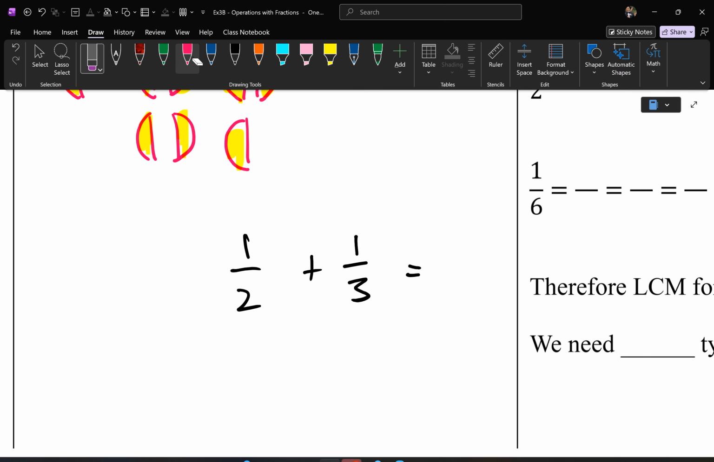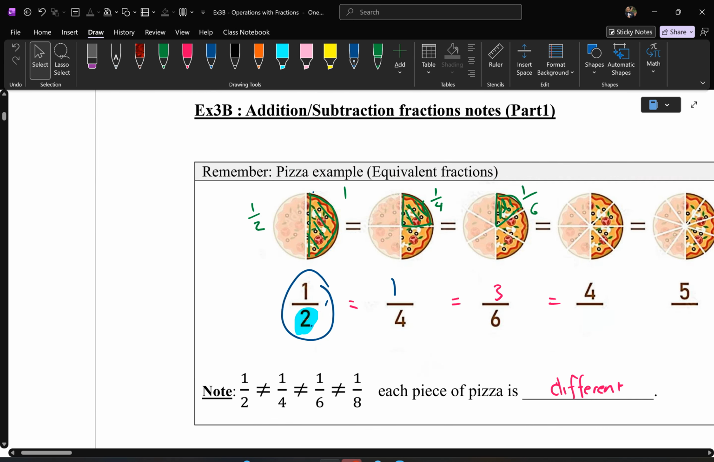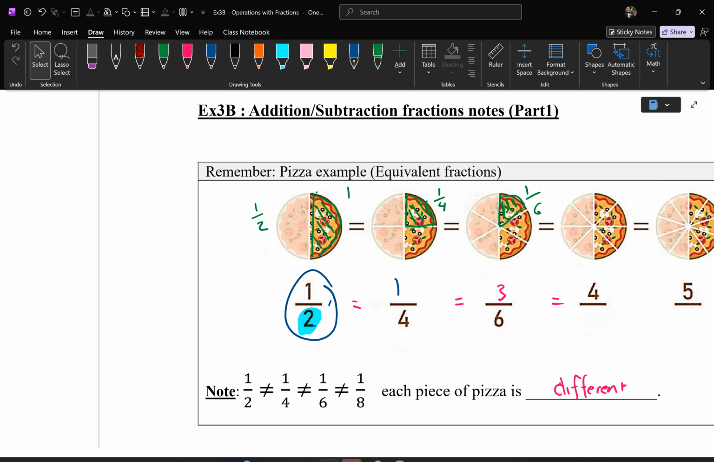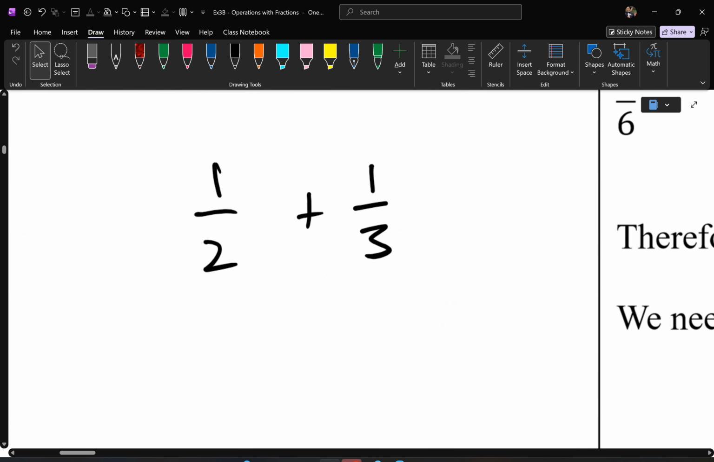What was the technique in order to do this? Since there are different types of pizzas, then we said, how about we change these fractions to something that is the same? Just like how we did up here, a half is the same thing as 2/4. 2/4 is the same thing as 3/6. 3/6 is the same thing as 4/8. We can change the denominator. Because of that, this is what you have to do.